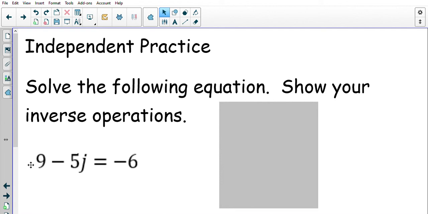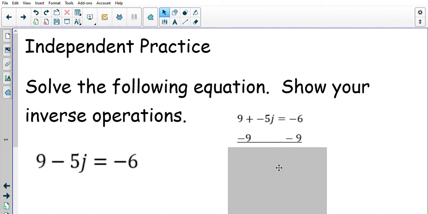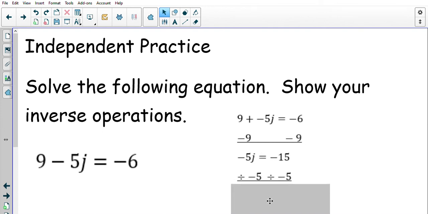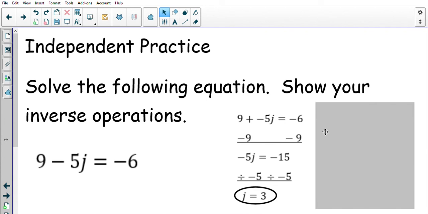All right, so I really hope, again, you remember that since the variable comes after subtraction, that you started by adding the opposite. We've got a plus 9 here. Let's undo that by subtracting 9 from both sides. That's going to leave us with negative 5j equals negative 15, negative 6 minus 9. Then the inverse of multiplying by negative 5 is to divide by negative 5. So divide by negative 5 on both sides to get j equals positive 3 for your solution.